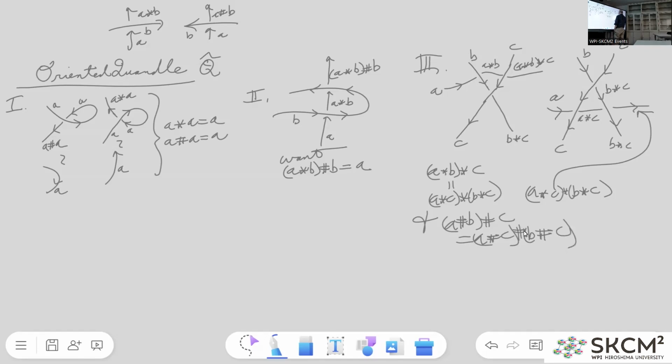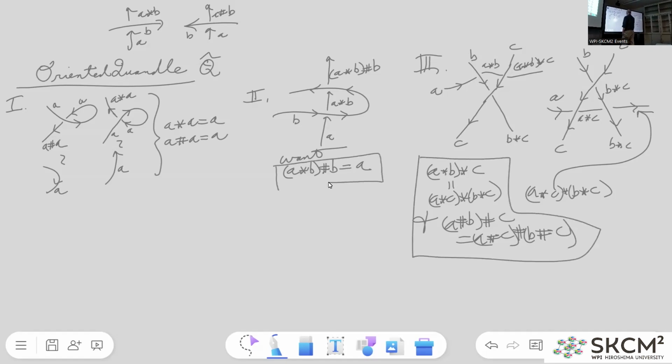And then I'm going to assert that these are the column 1, 2, and 3 again. Are the axioms 1, 2, and 3 are the axioms for an oriented quandle.